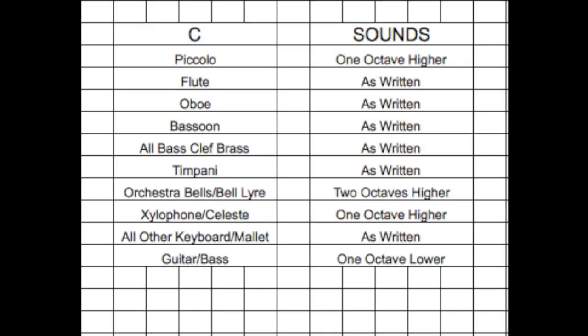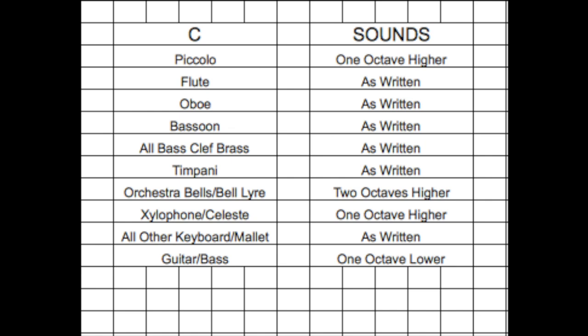Now we are going to go over pitch nomenclature. For most of the questions I've encountered on advancement exams, finding the note name with no attention to octave has been sufficient, but occasionally there are questions that require exact octaves. Starting with concert-pitched instruments, a piccolo sounds one octave higher than written, and the flute, oboe, bassoon, all bass clef brass instruments, and the timpani sound as written.